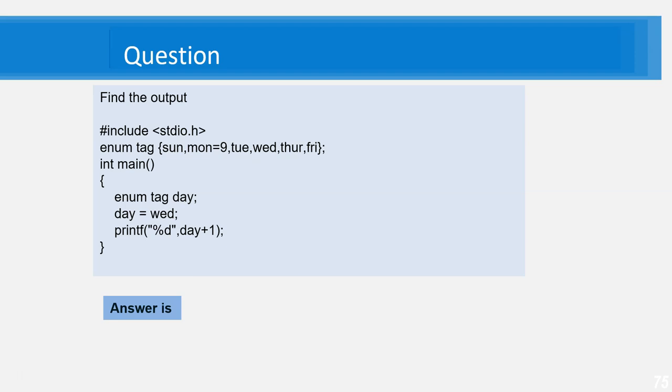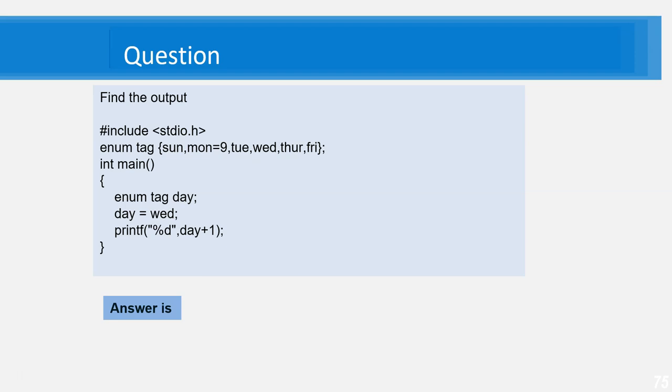So let's get on with the next topic, which is enum. So enum is enumerated constants. This is again very popular in C aptitudes. So let's look at this. So I have enum tag. The tag is a name for the user defined variable set. So Sunday, Monday, Tuesday, Wednesday, Thursday, Friday. And then you have enum tag day. Day is equal to Wednesday and I'm printing day plus 1.